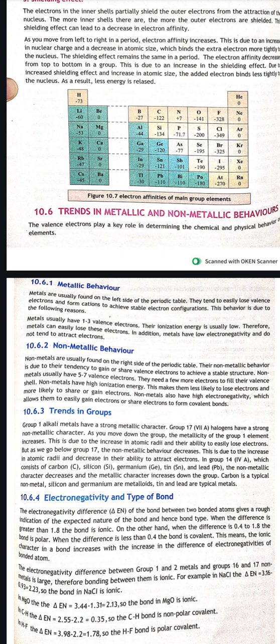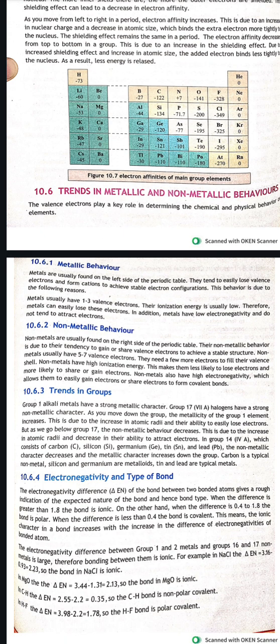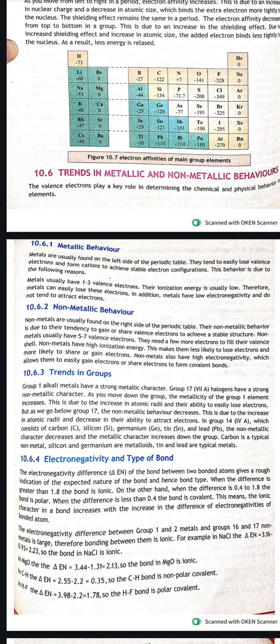So the electron affinities of the main group elements: minus 73 for hydrogen, lithium minus 60, sodium minus 53. So these are the electron affinities, and helium has 0 electron affinity. Argon too. It means that noble gases don't have electron affinities at all. They don't accept electrons.